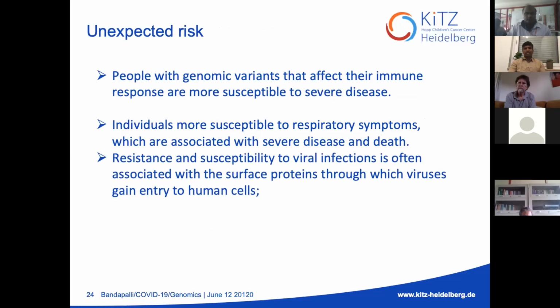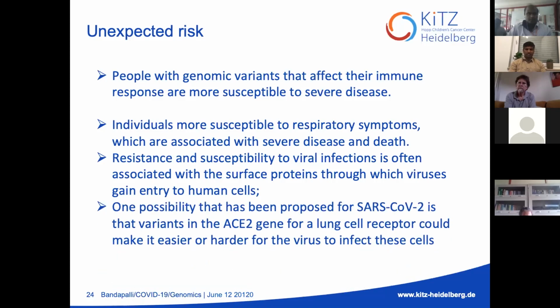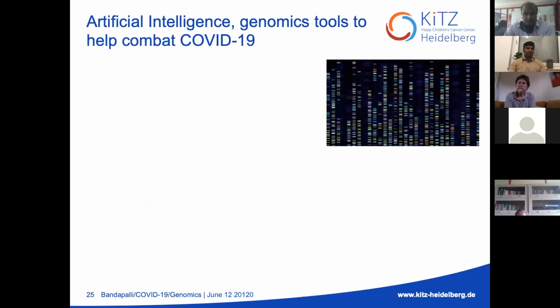And also resistance and susceptibility to viral infections is often associated with surface proteins through which the virus gains entry into human cells. So these are the main possibilities that have been proposed. Professor Krupanidhi also said that the angiotensin converting enzyme 2 gene is important, and any variations or mutations in this gene may also play a role. So we will learn this.